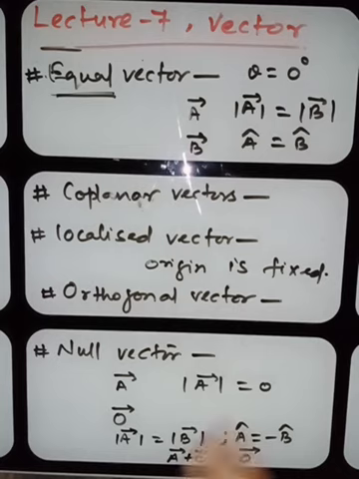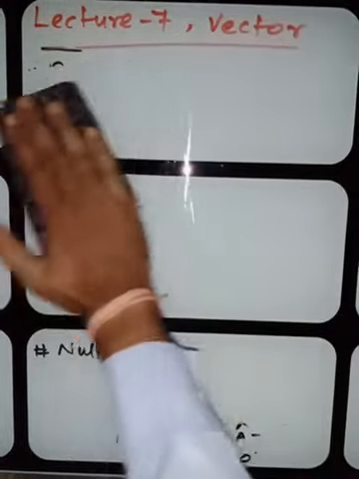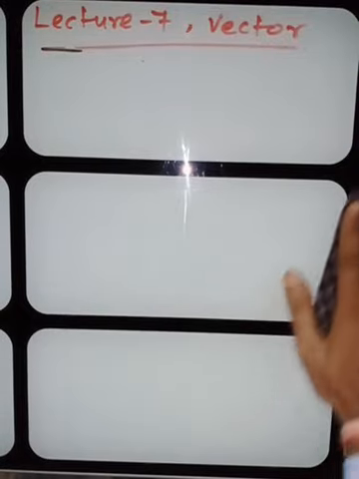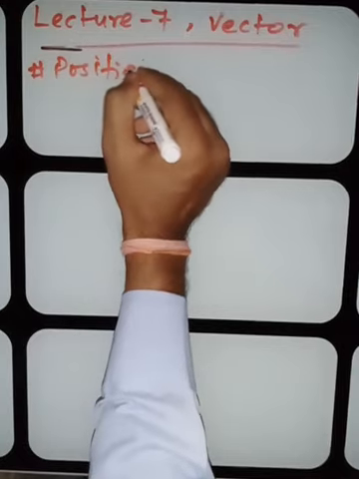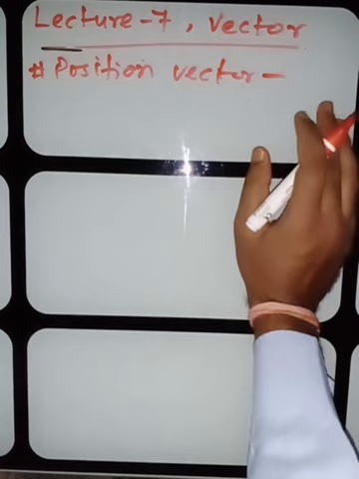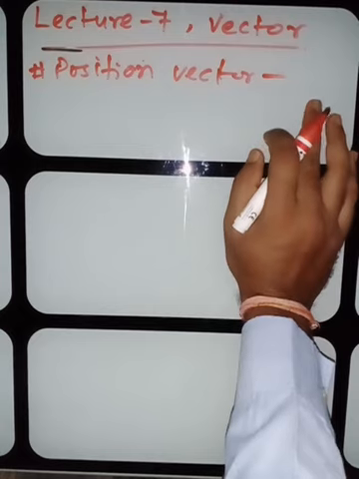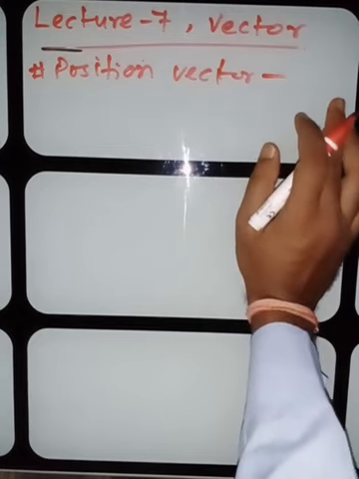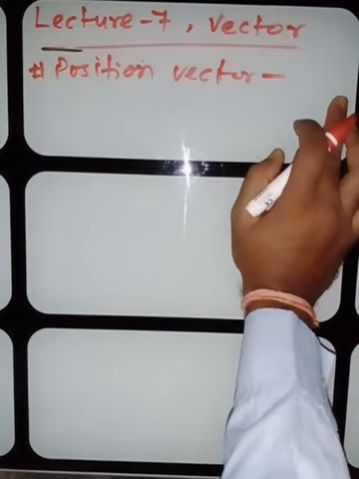Now, move to the next one. It is, my dear students, the position vector. You can write the definition in your notebook. The position vector represents the position of a point in a plane or space. Remember, it is used to represent the position of a point in a plane or space.